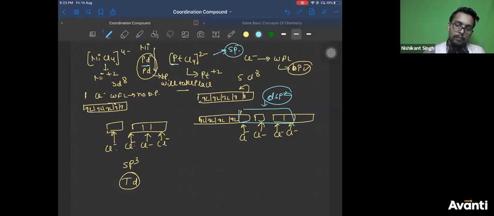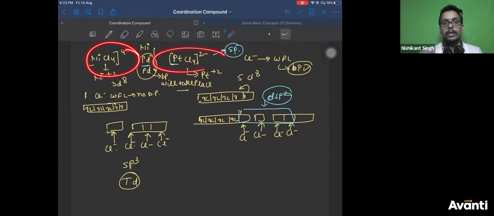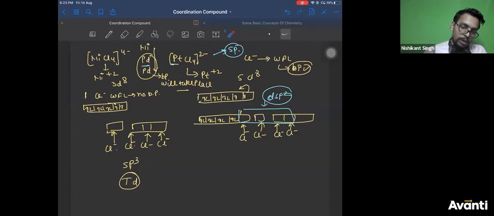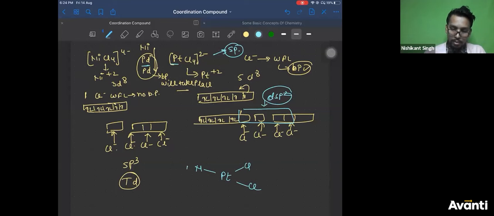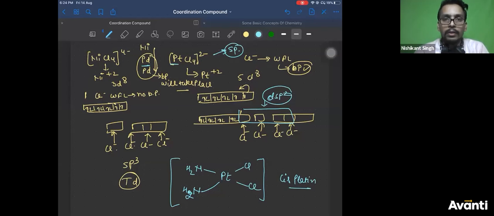They can ask why NiCl4 2- is tetrahedral, but PtCl4 2- is what? Square planar. They may ask. Remember this. Not only this, I'll tell you one important compound. Have you seen this compound? This is there in your NCERT textbook of 11th. I'll tell you the name of this compound. It is cisplatin. It is called cisplatin.